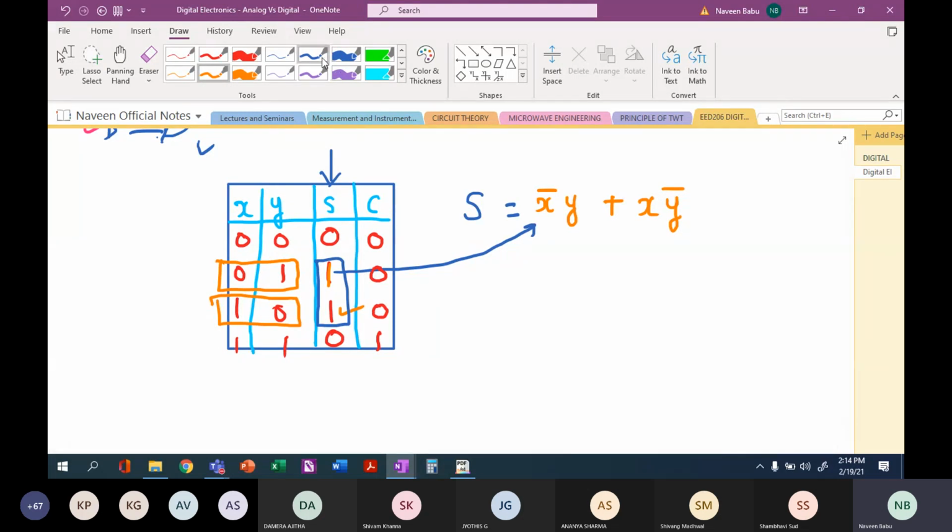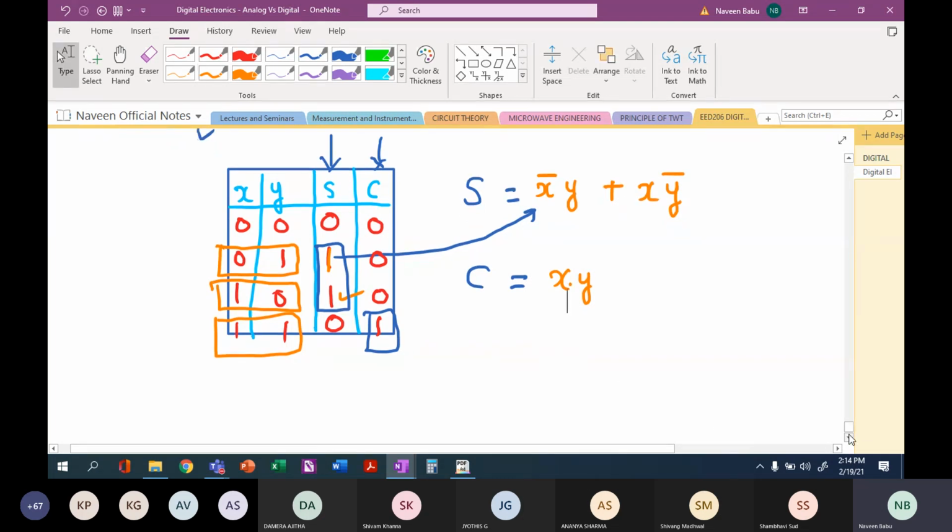Similarly, for carry, if you look at this particular column, where do you have the one? Your carry 1 is here. Your carry 1 is here. And the input combination corresponds to 1 and 1, which means that carry can be given as x dot y. So these are the two expressions.